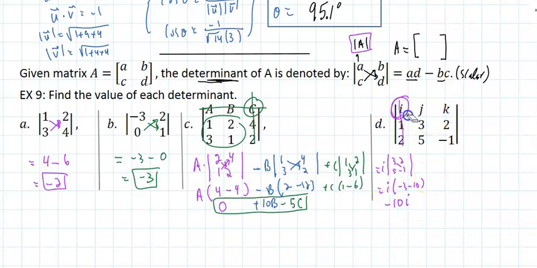Now, I will wipe out everything that I did, and I will go for the second entry. The second entry, we always put a minus J, always. And if I cross J's row and column, I'm left with 1, 2, 2, negative 1. That's negative J times negative 1 minus 4. That's a negative 5 times negative J, turns out to be plus 5J.